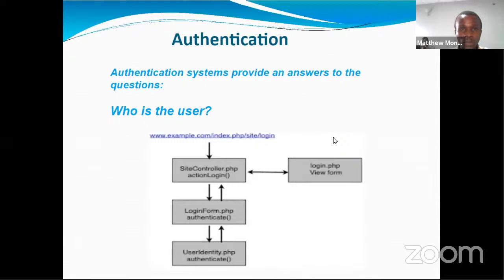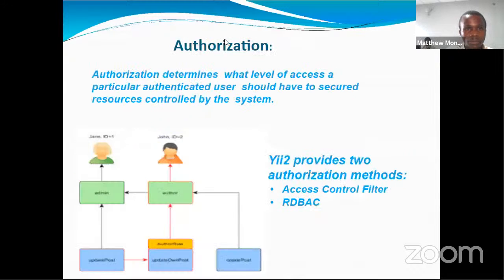Let's talk about the next one, which is authorization. What do we mean by authorization? Like I said, authentication asks who the user is, while authorization determines what level of access a particular authenticated user should have to a particular resource controlled by the system. Lots of grammar, but what does it mean actually?